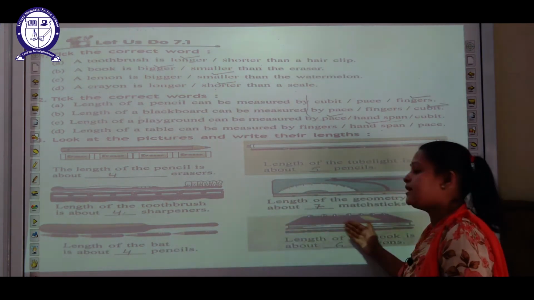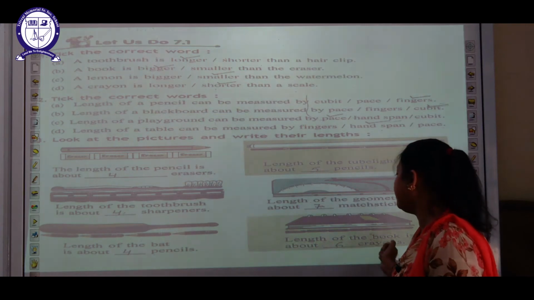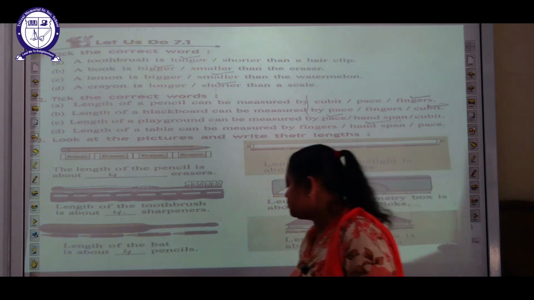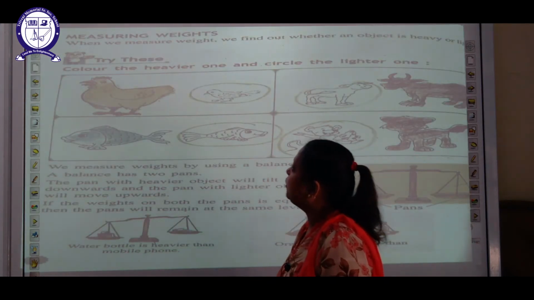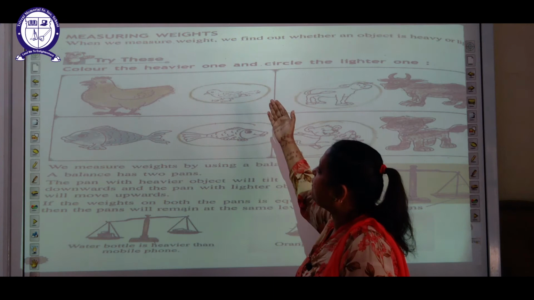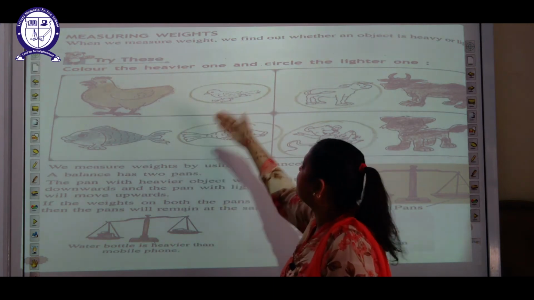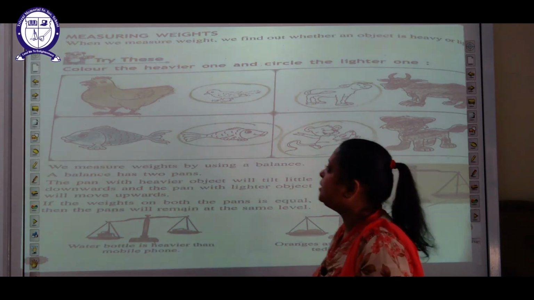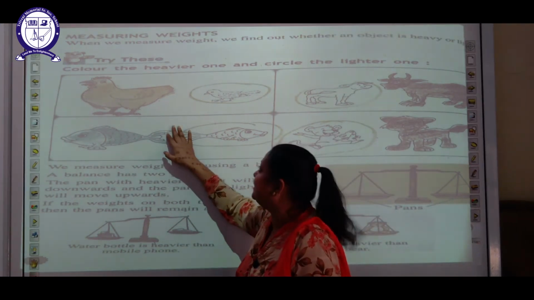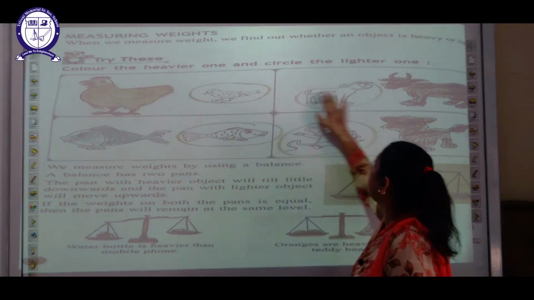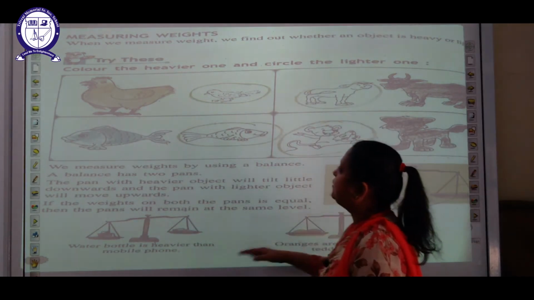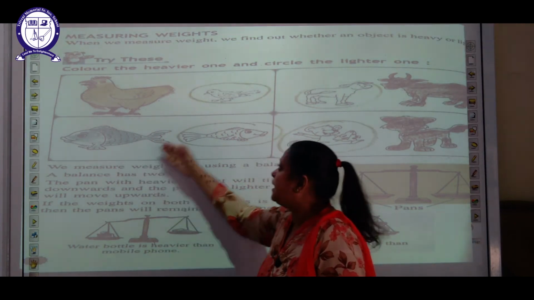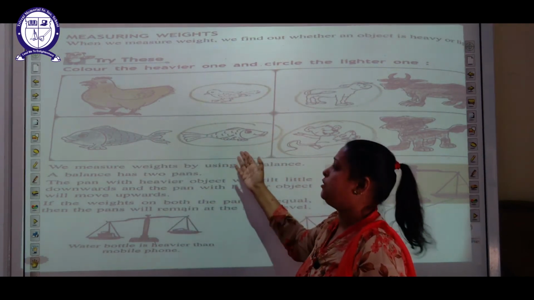The length of the book. The length of the book is about how many crayons? 1, 2, 3, 4, 5, 6. 6 crayons. Okay, students, now measuring weights. When we measure weight, we find out whether an object is heavy or light. In this, students, you have to color the heavier one and circle the lighter one. Whichever is heavier, you have to color that object, and you have to circle the light object.